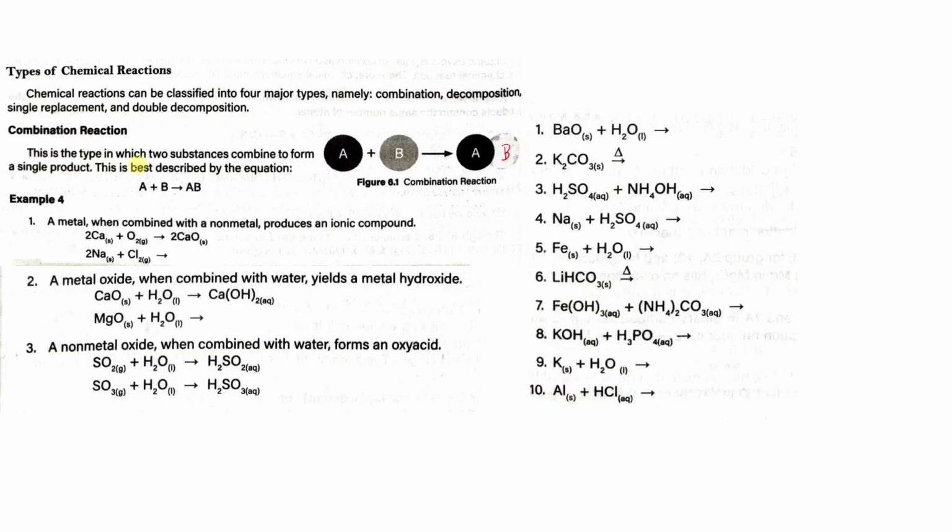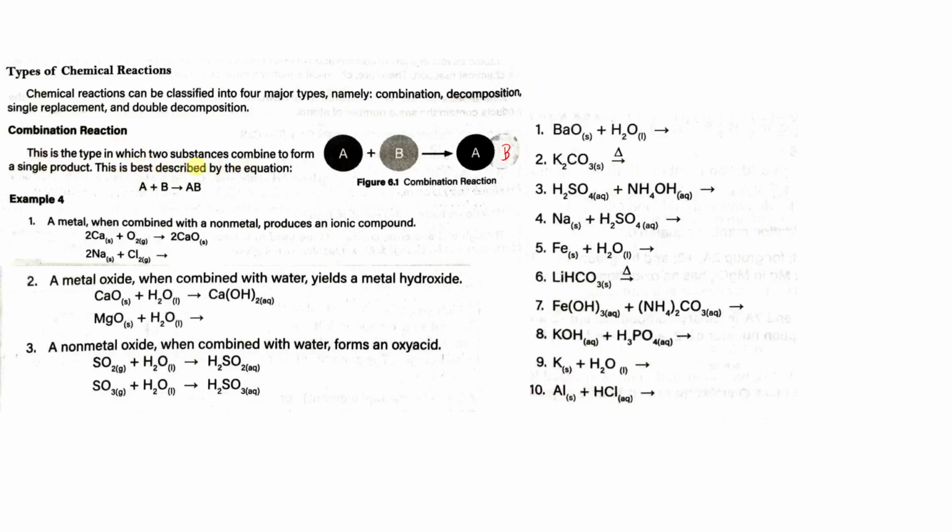We have made a short discussion on the different types of chemical reactions during our discussion on balancing chemical equations. Here, we're going to go back into this topic and predict the different products formed by these different types of chemical reactions. The first one is combination reaction.